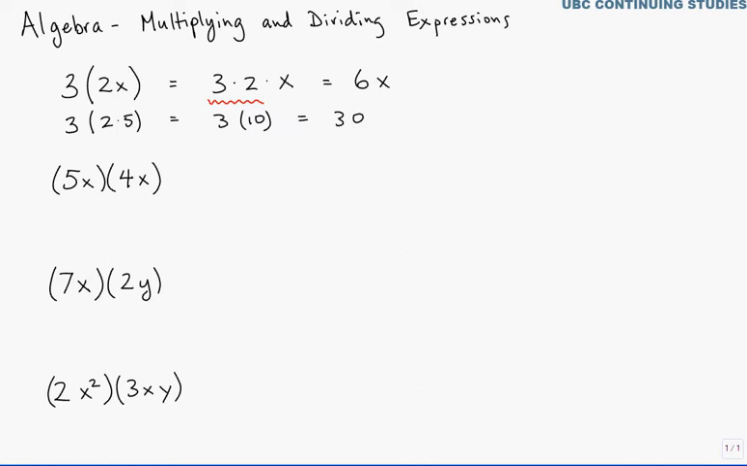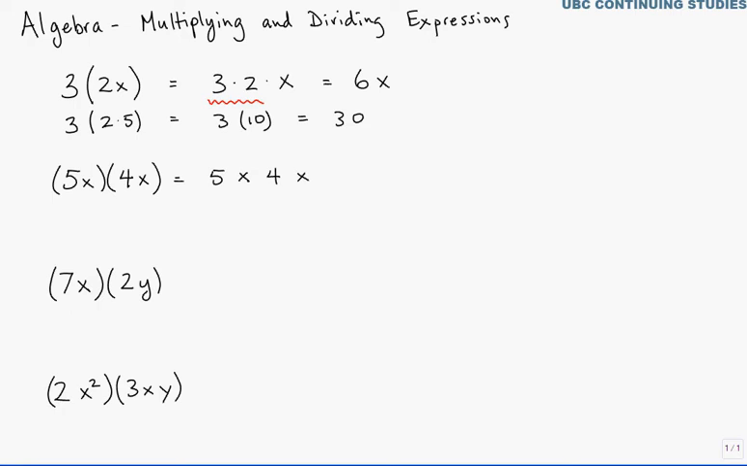So how about 5x times 4x? Again, I've put these things in brackets to think of the two different expressions. 5x is one expression and 4x is another expression. But when you're multiplying monomials, which are polynomial terms, algebraic terms that don't have a plus or minus in them, it's really just a string of things that you're multiplying. So really what we have here is a 5, an x, a 4, and an x. And we can multiply those in any order we like.